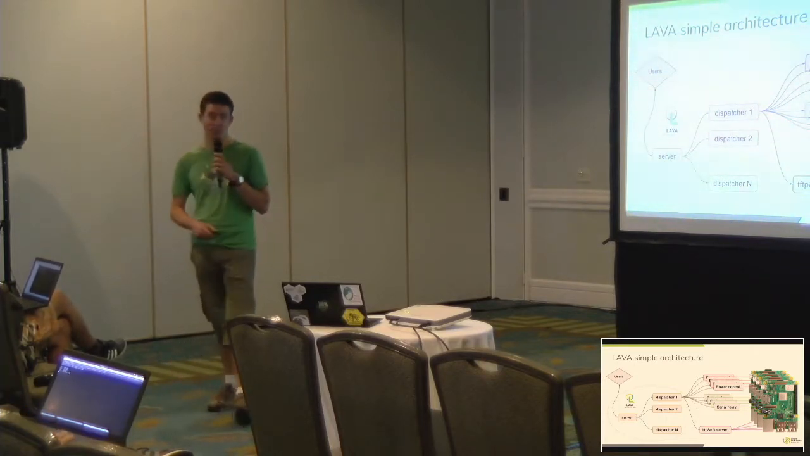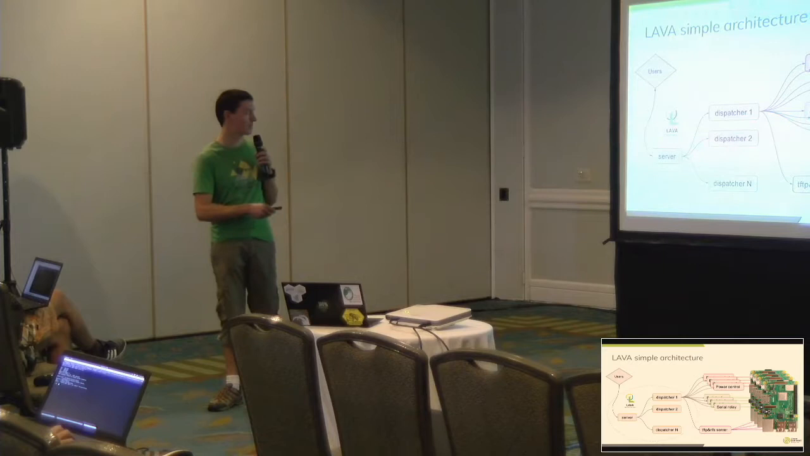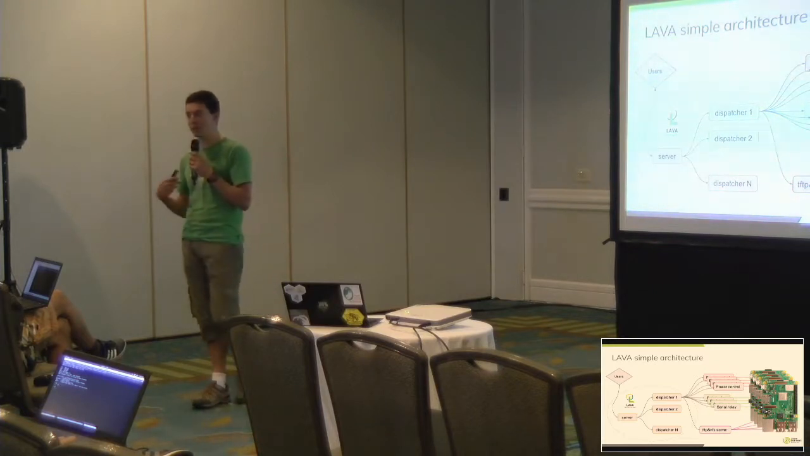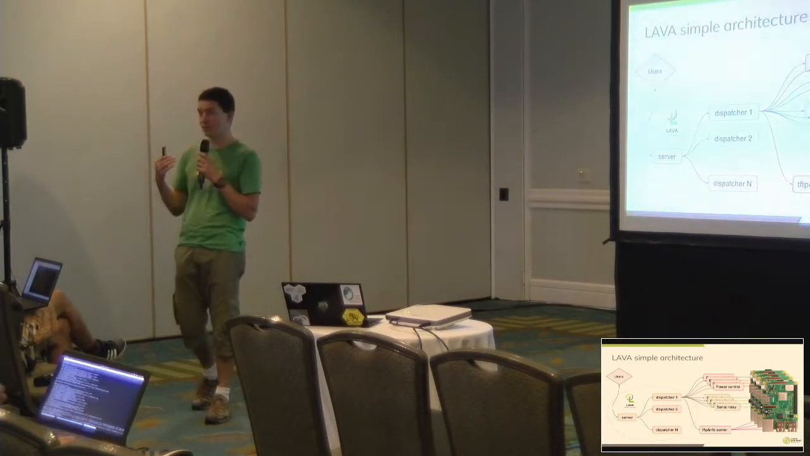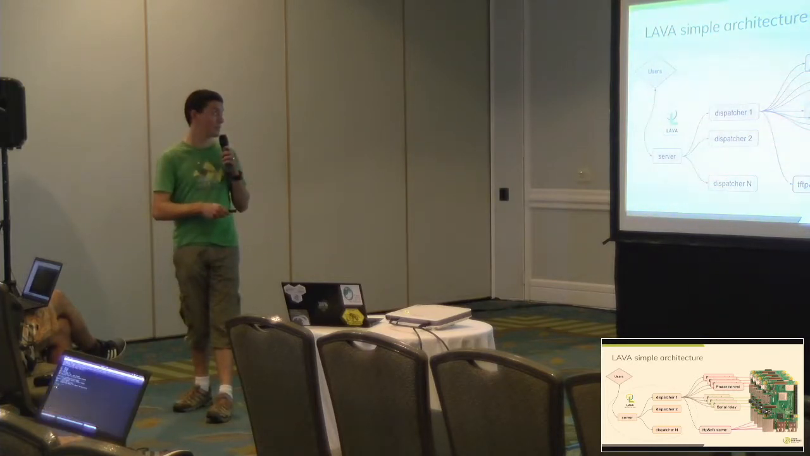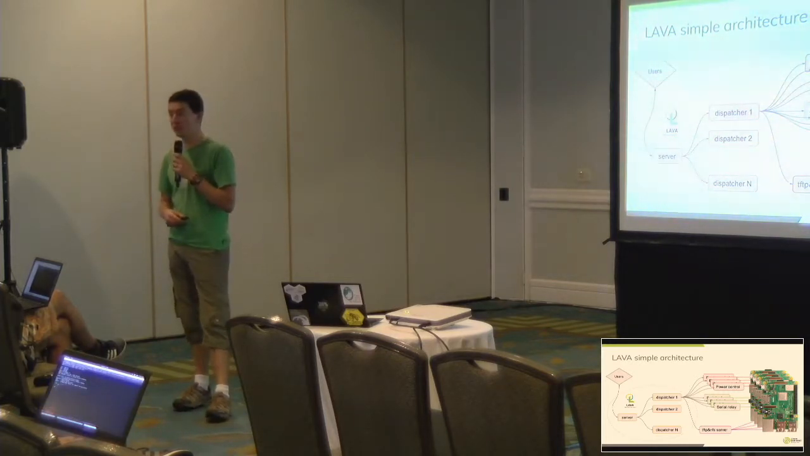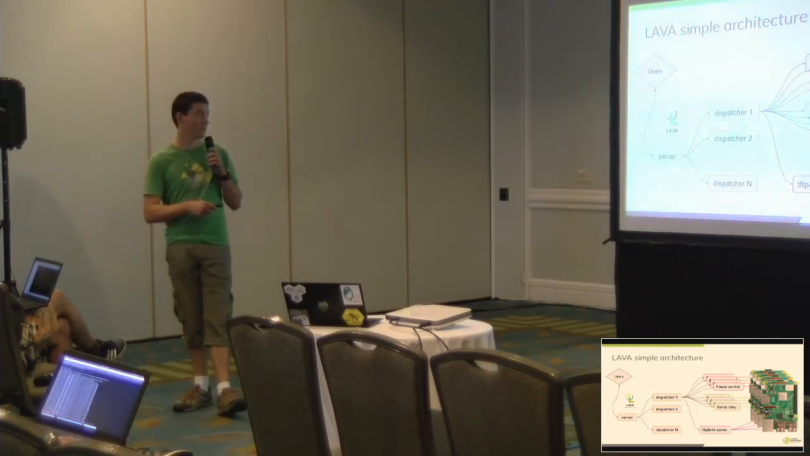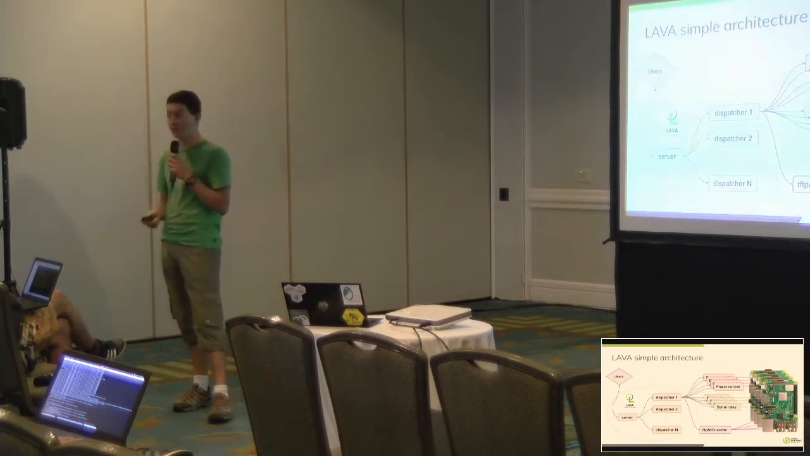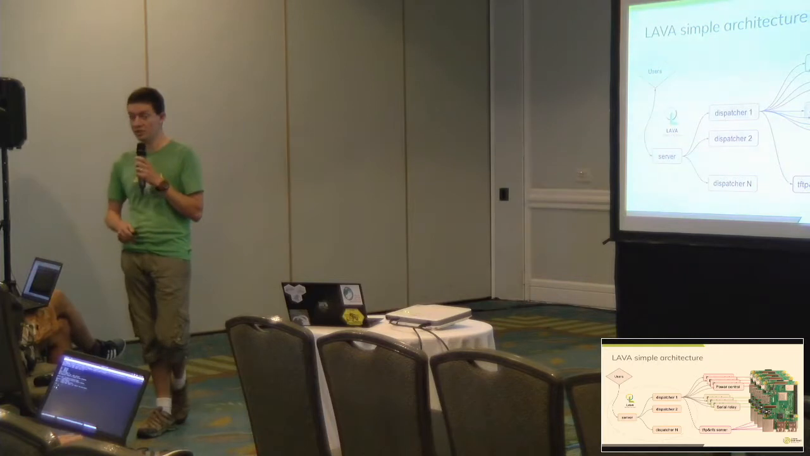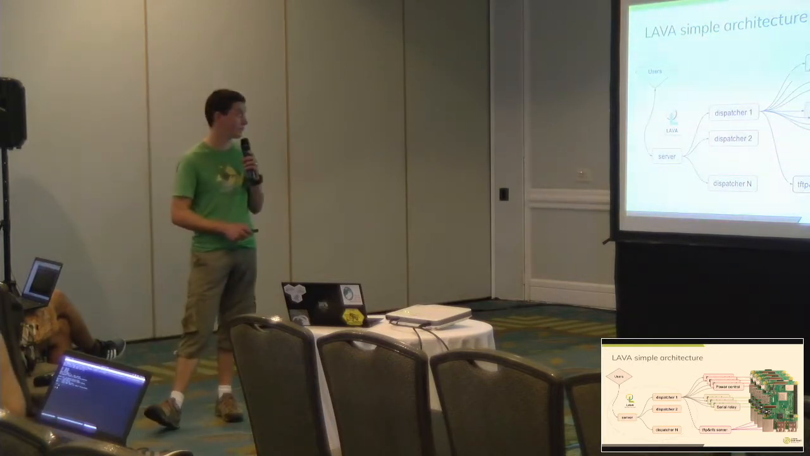So Lava is made of mainly two parts. The server and the dispatchers. The server is mainly responsible for interacting with the user. That's the part that the user sees. And the dispatchers, they are responsible for talking with the DUTs. DUTs is device under test. So only the dispatcher is actually doing anything with the DUTs. The server is never touching the DUTs directly.